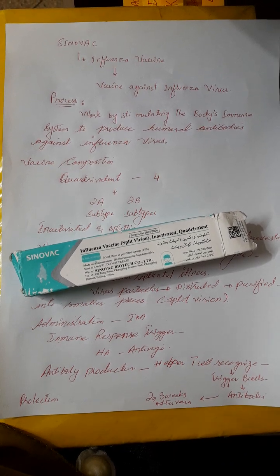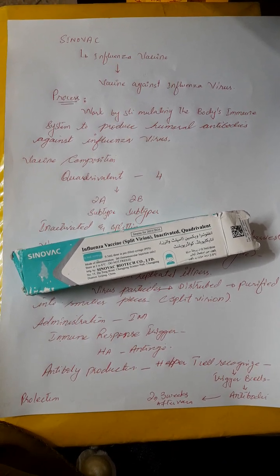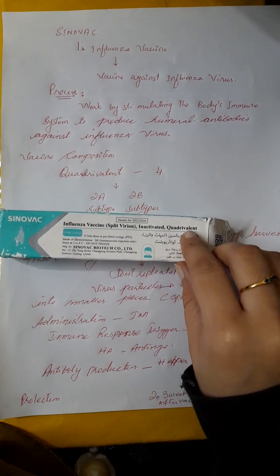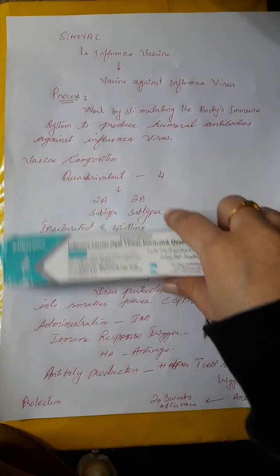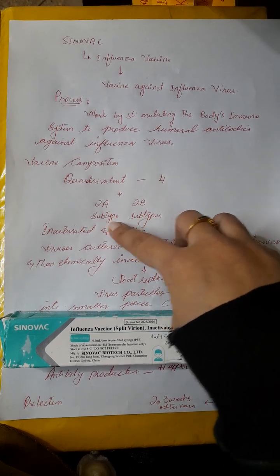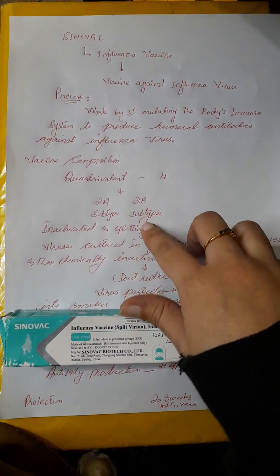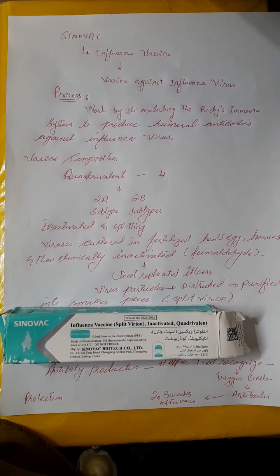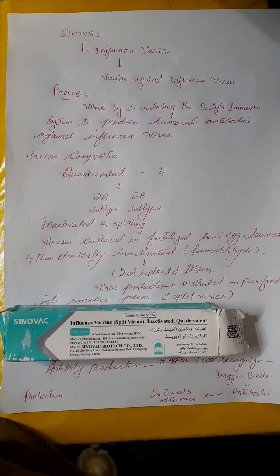First of all, what comes in the mechanism of action is the vaccine composition. As the name shows, this is a quadrivalent. Quadrivalent always comes from four. So this is made from four strains, which include the A subtype and the B subtype. The second part of the mechanism of action is inactivation and splitting.